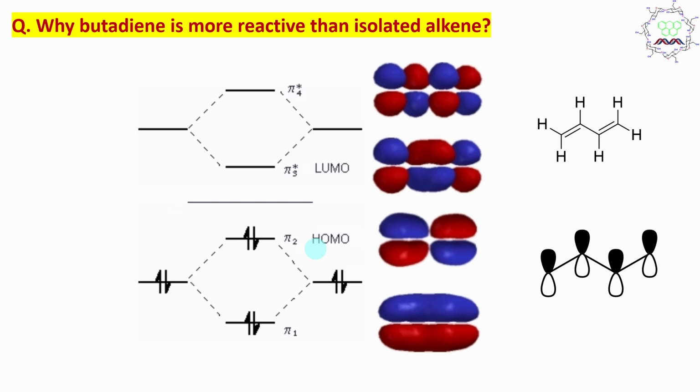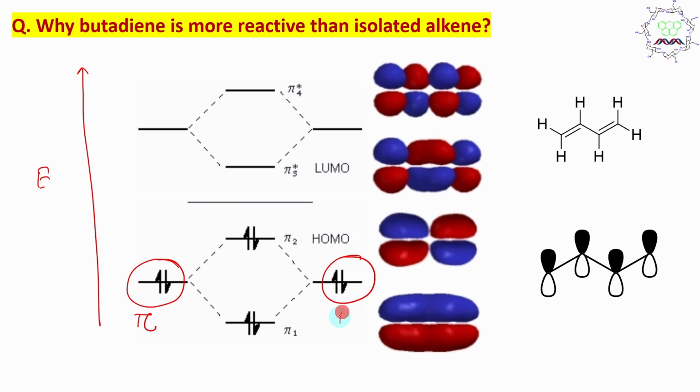If you want to learn a little deeper, look here at why butadiene is more reactive than an isolated alkene. This is your energy axis, and these are the pi bonds. This is the pi of the individual pi bond, and this part is the pi star. In the case of butadiene, these pi orbitals will overlap or conjugate further. So what will it result in?